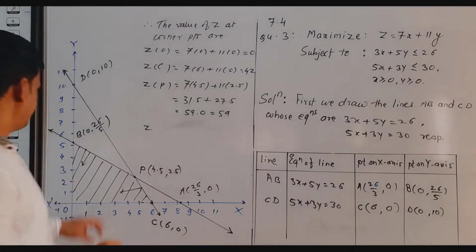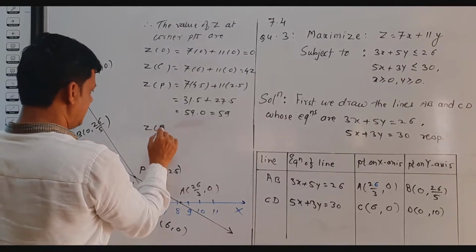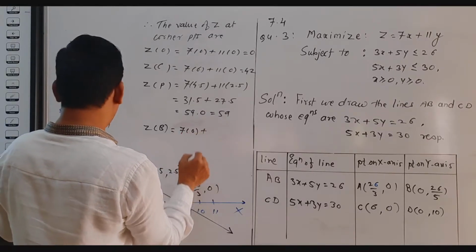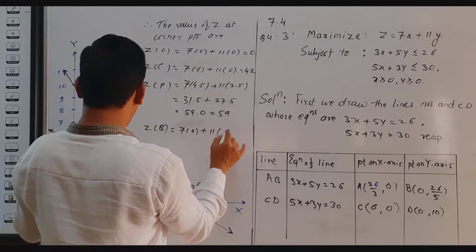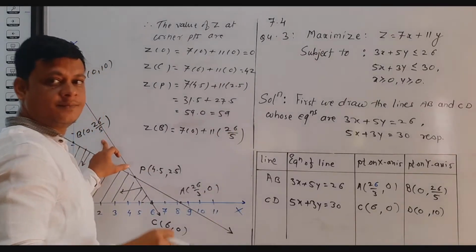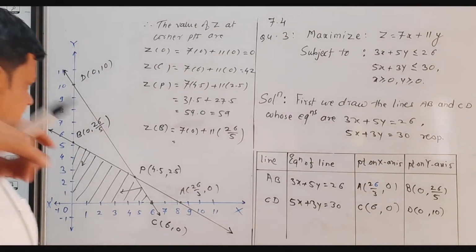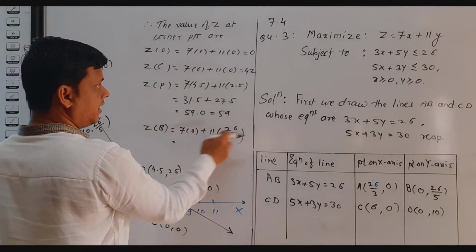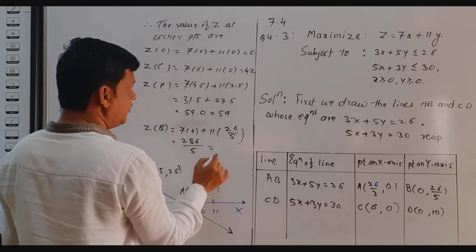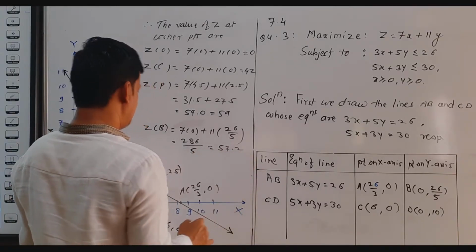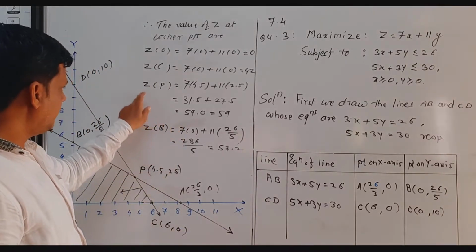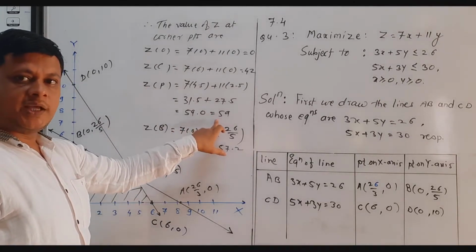Now then next we have to find z of B. So z of B is equal to 7 into 0 plus 11 into 26 by 5. So first we have to simplify this. So we multiply this 11 with 26, we get 286 divided by 5, which is equal to 57 by 2. So if you observe the maximum value we get at point P, which is 59.